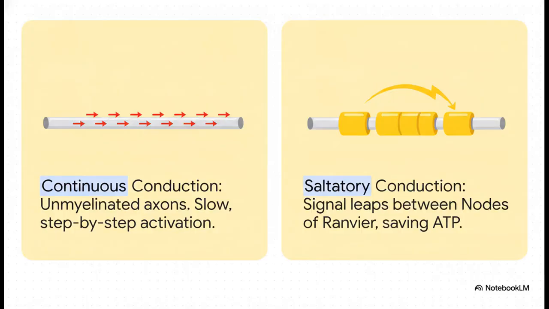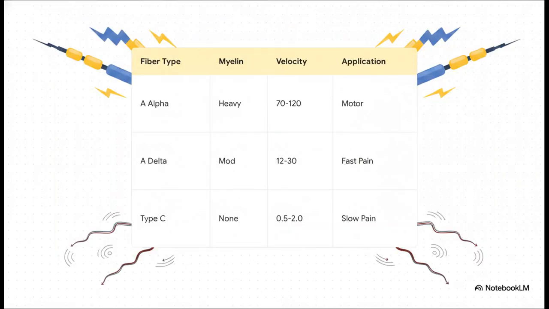Now, as this newly generated spark travels down a nerve fiber, we see 2 entirely different speeds depending on how the nerve is built. An uninsulated wire, an unmyelinated axon, uses continuous conduction. This is a very slow step-by-step process, but if you wrap that axon in a myelin sheath, the electrical signal literally leaps from gap to gap, these are called the nodes of Ranvier, at absolutely blistering speeds, which also saves a vast amount of cellular energy. The physical structure of the fiber directly dictates the speed of the message.